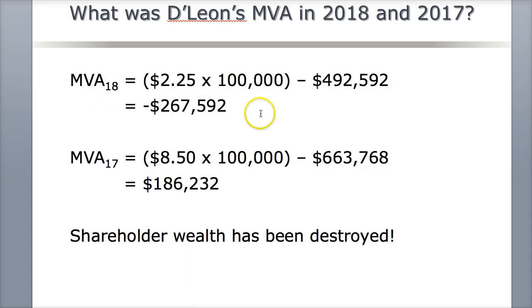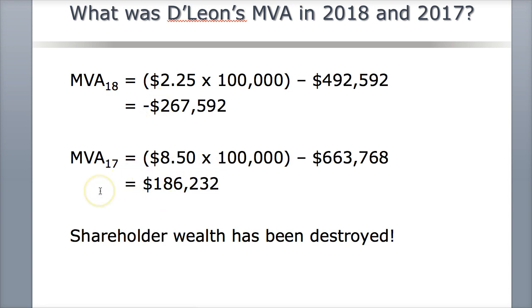Minus the book value, of course. So here there's a negative market value added, because the stock price went down so much, of course it destroyed market value. So that's bad for management. But if we look at the MVA for 2017, they actually created some market value. So this is a really bad performance.